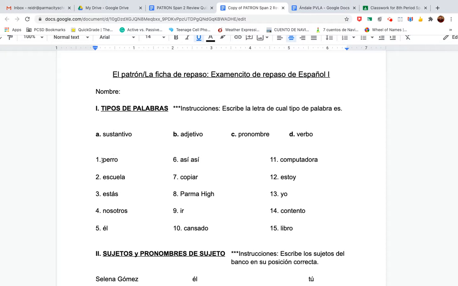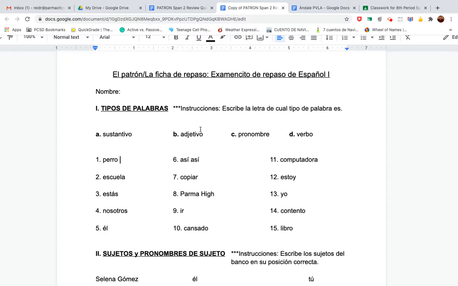Okay, tipos de palabras, types of words. So what you'll do is look at these words here and then decide what it is: A, sustantivo, noun; B, adjetivo; C, pronombre; or D, verbo. So just right next to it is fine. I'll just go like this. See, I didn't put any lines here, so you don't have to erase the line or anything.